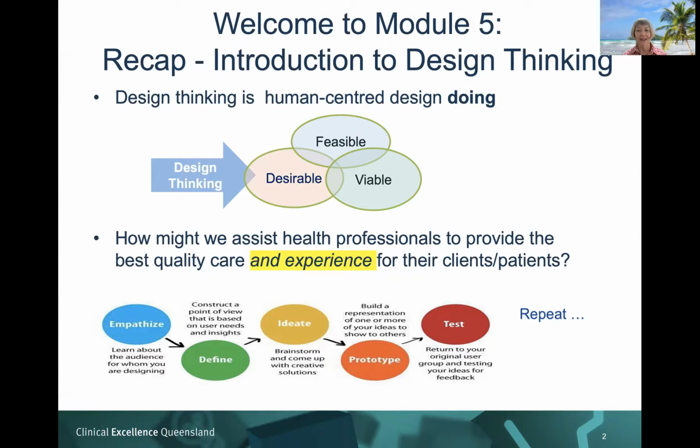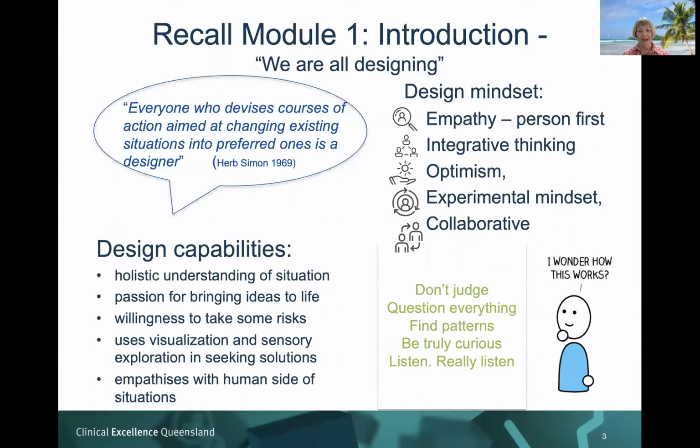So really, human-centered design brings in this whole notion of experience. What does it feel like? What are the social factors? Certainly, top quality healthcare is what we're all about, but then how do we want people to feel in this process? Once again, going right back to the beginning in our introduction, I wanted to bring to your attention this quote from Herb Simon. And of course, this is quite a long time ago now, his view is that everyone who devises courses of action aimed at changing an existing situation into a preferred one is a designer. And if that's true, then of course we're all designing all the time. We may not think of ourselves as designing, but that's actually what's happening.